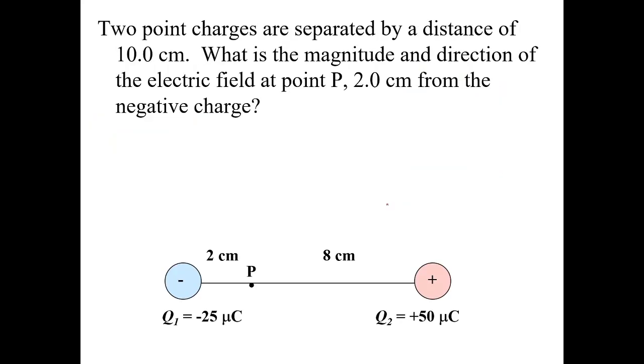To get into some more complex problems, what if we have more than one point charge? So now we've got two point charges. We've got a negative and a positive, and they're separated by 10 centimeters. And they want to know, what's the electric field here at this point P?